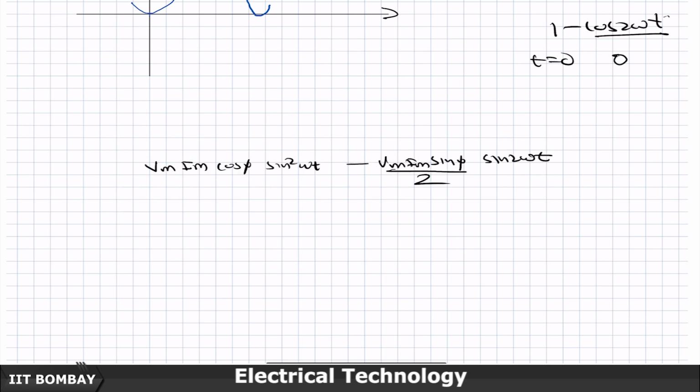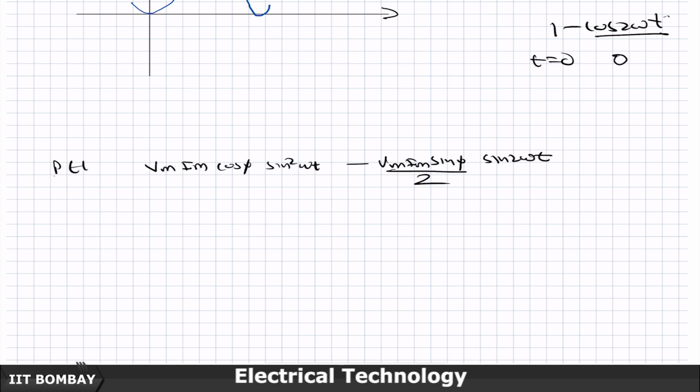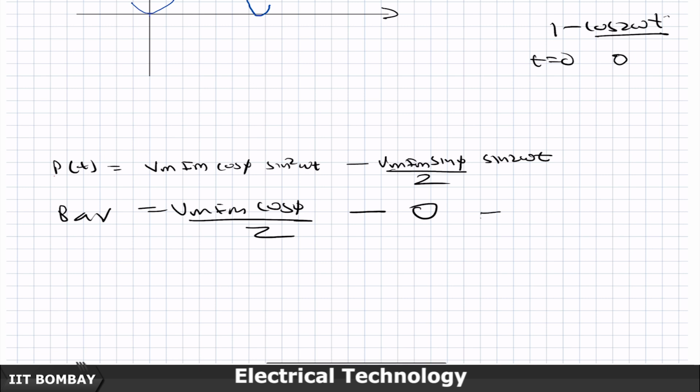So, let me put P of t here, and I take the average value of, I will just write this because I am going to come to this very soon, minus the average value of this is 0, and so it is Vrms Irms cos of phi, unit being watts.